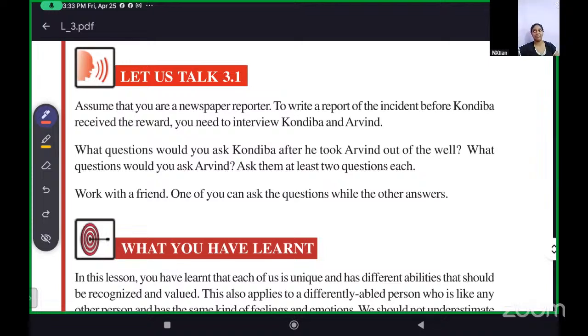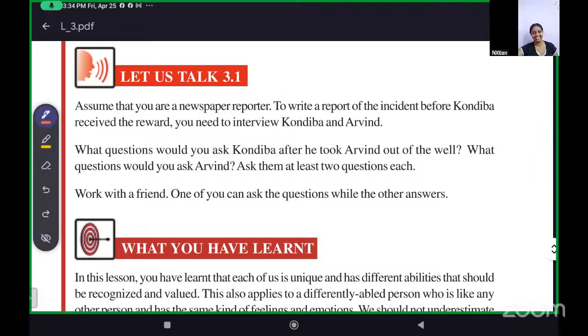So good, all of you. That was some good thinking. Great thinking. Actually, I would probably ask him how he fell into the well in the first place. Yes, Amaze, that is a good question to ask him in the first place. Let us know the reason why all of this happened. That's a good question, a major question. How did you fall into the well in the first place?